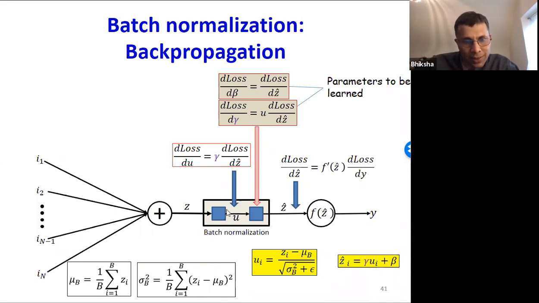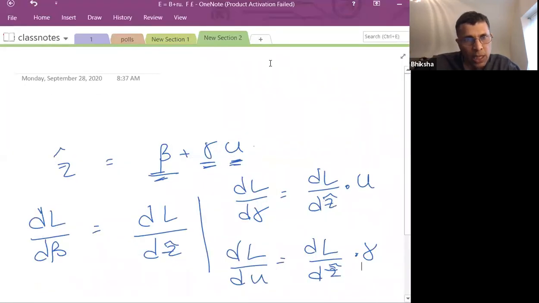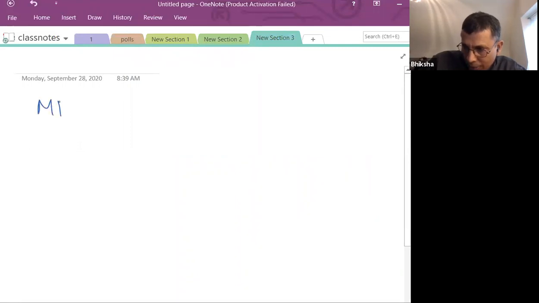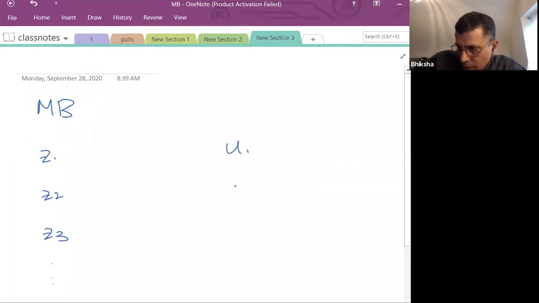Now, the real challenge is to propagate this derivative all the way back to z so that we can compute the derivative of the loss with respect to z. For this, first we have to draw the complete set of dependencies between Z and U. Can you guys help me draw the dependencies? So this is for a mini batch, right? I have Z1, Z2, Z3, and so on. I have U1, U2, U3, and so on. So what are the dependencies going to be like?